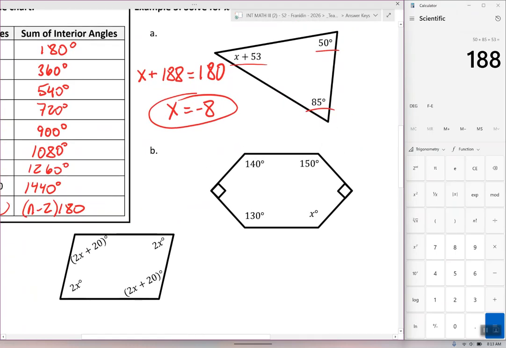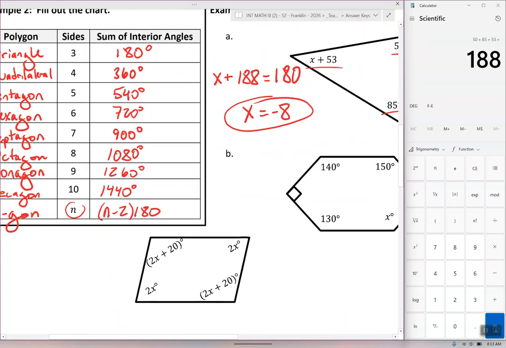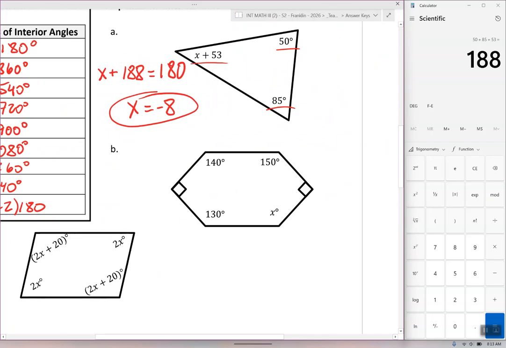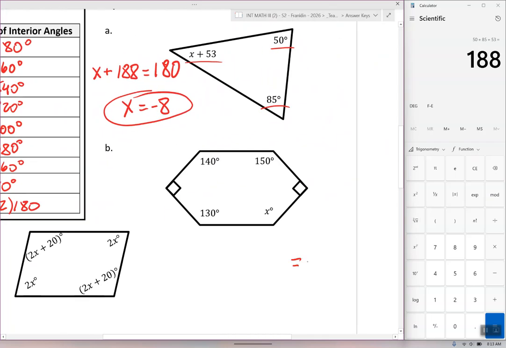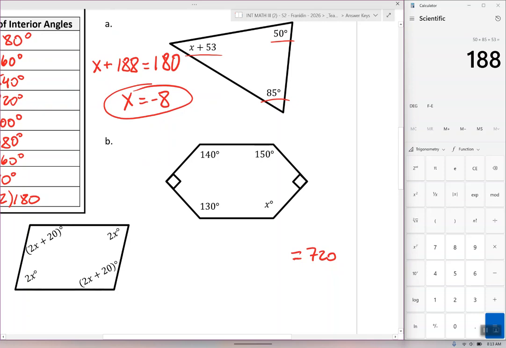For example B, we have a pentagon, hexagon, 1, 2, 3, 4, 5, 6 sides. That is a hexagon. And from our table over here, we found a hexagon has 720 degrees. So we know this is going to equal 720. And now I can add up these angles. Remember, this square means we have 90 degrees.